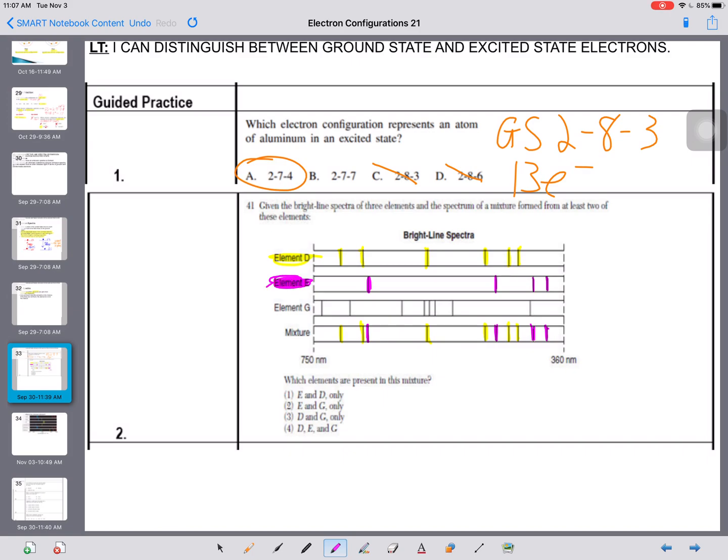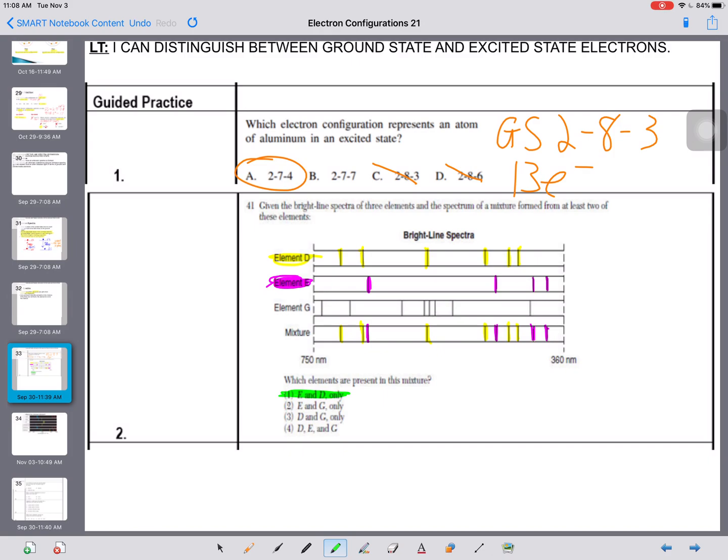Right off the bat, we can see that, because they're telling us only 2 elements are present in the mixture, element D and element E are present in the mixture. So that would be our answer, choice 1, element E and D only. You can also see that the line pattern for the mixture is a combination of the 2 line patterns for element D and E. So if we superimposed element E over element D, we would get the mixture pattern.